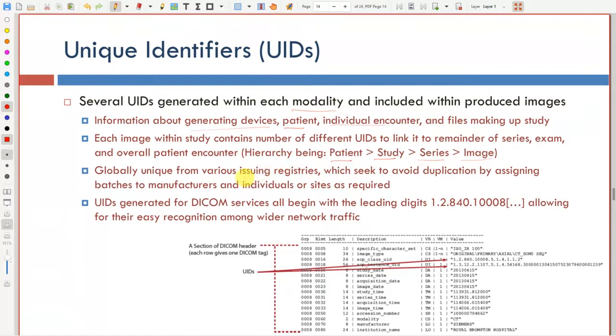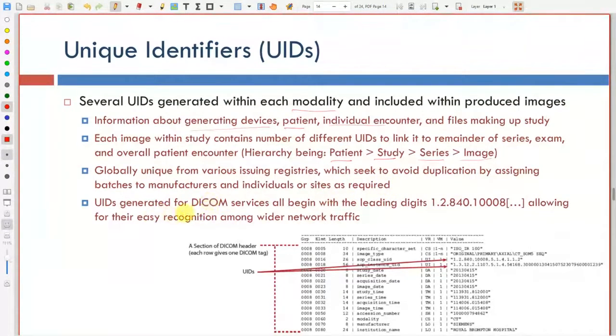So basically, they are globally unique from the various issuing registries. It's not an arbitrary thing that each modality would do. If you're working with a certain equipment, it would have a certain unique ID for that equipment and a certain way of generating the unique IDs from that equipment. So this would be different from another modality and from another vendor, so that you have uniqueness between the different studies from different vendors. So this is very important.